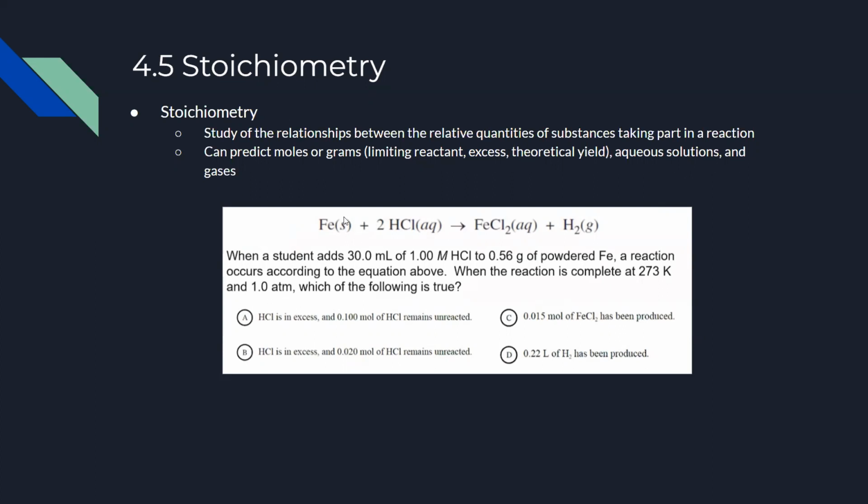You have Fe, or iron, solid, plus 2 hydrochloric acid molecules, creates FeCl2 and H2 gas. When a student adds 30 milliliters of 0.1 molarity HCl to 0.56 grams of powdered Fe, a reaction occurs according to the equation above. When the reaction is complete at 273 Kelvin and 1 atm, which of the following is true? This is a limiting or excess reactant problem, so you have to find which one is the limiting reactant.